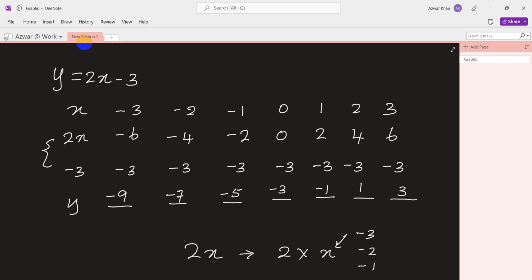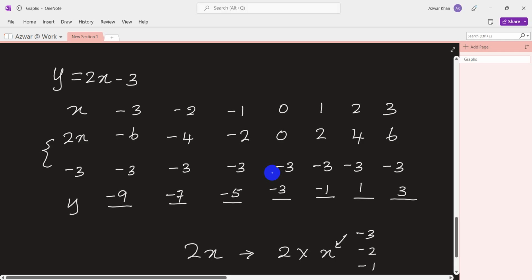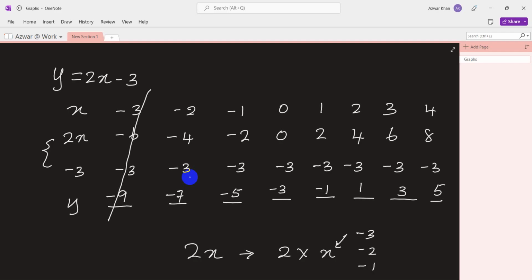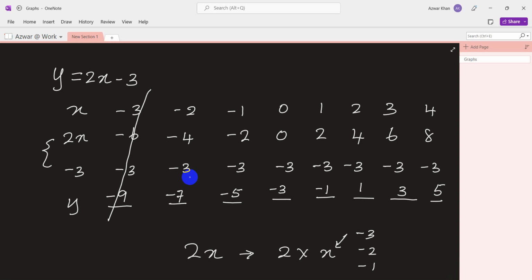If I refer to the textbook, as you can see here, the range they have taken is from minus 2 to plus 4. Okay, let's take 4 as well. So 2 multiplied by 4 is 8, 8 minus 3, that is 5. As you can compare and see, I will just eliminate this from here. So these are the textbook values given from minus 2 to plus 4.